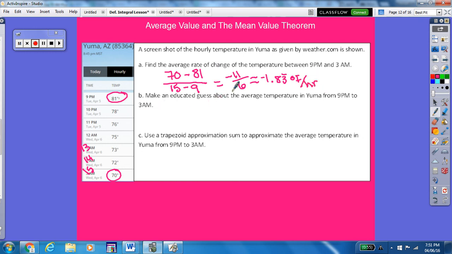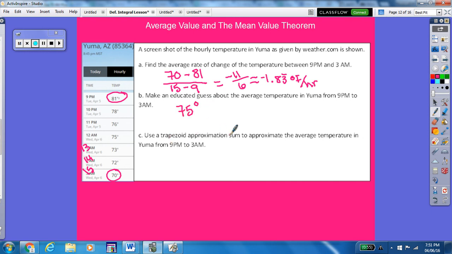It says make an educated guess about the average temperature in Yuma from 9 p.m. to 3 a.m. Well, as you can tell, the temperature is decreasing. That's why we got a negative rate. I'm going to guess, I don't know, 76, 75-ish. Let's just say 75 degrees.